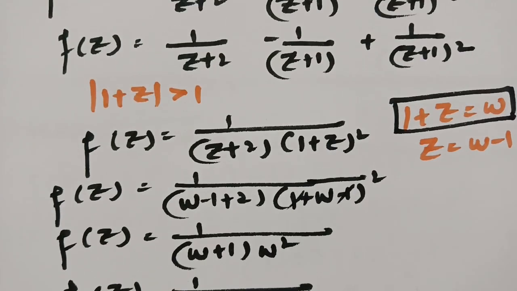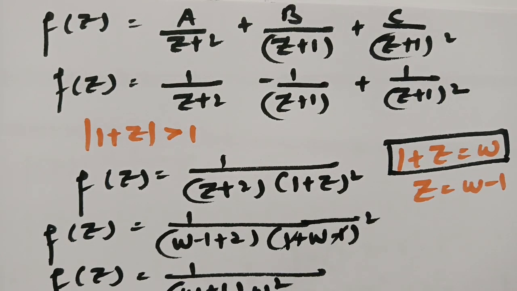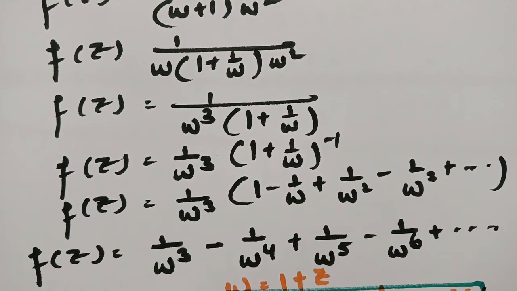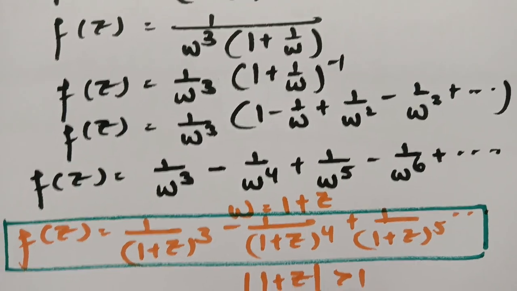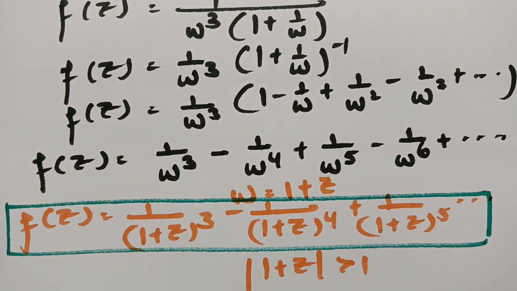So this is also so simple. There is no need of resolving into partial fractions. Straightaway we can substitute z as w minus 1, expand using the 1 plus x whole inverse expansion, multiply that, and again substitute w as 1 plus z.